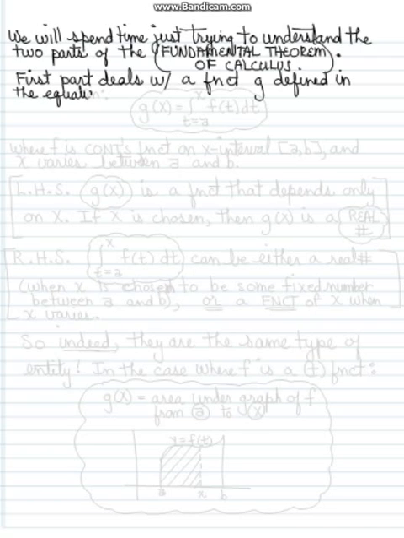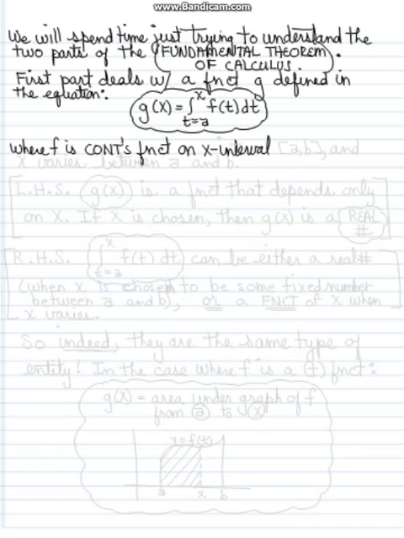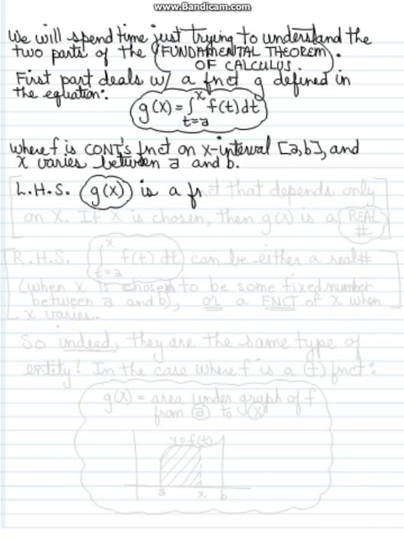G of x, that's g as a function of x, is equal to the integral from t equals a to t equals x of f of t dt, where f is a function that's continuous on the interval between a and b, and x varies between a and b. Okay. Now, to understand this definition of g of x, let's investigate each side of the equation separately.